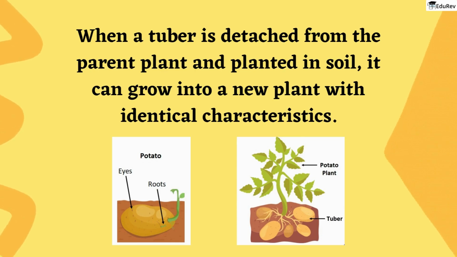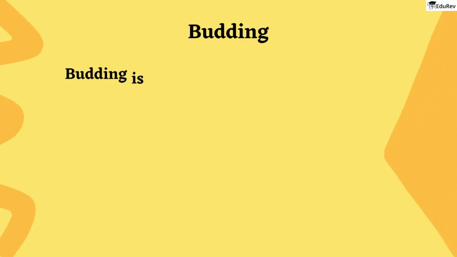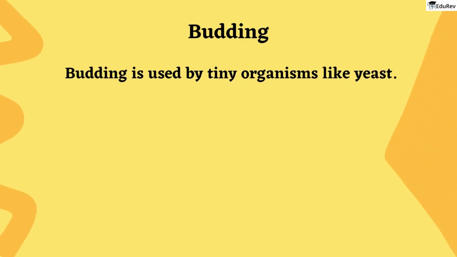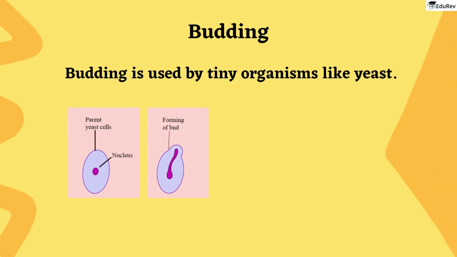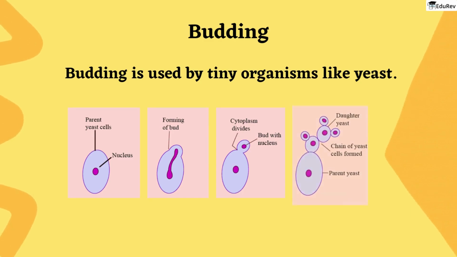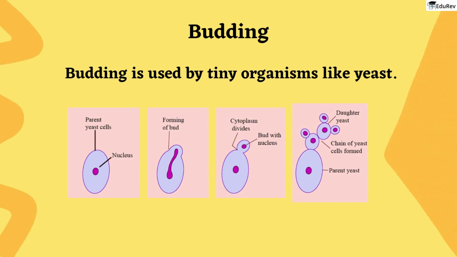Another asexual method of reproduction is budding, which is used by tiny organisms like yeast. These fungi can multiply at a very surprising rate, with a small bulb-like projection called a bud growing from the parent yeast. This bud gradually grows and eventually separates from the parent yeast to form a new cell that can grow and produce even more cells. Sometimes, a chain of buds is formed, resulting in a large number of yeasts altogether.